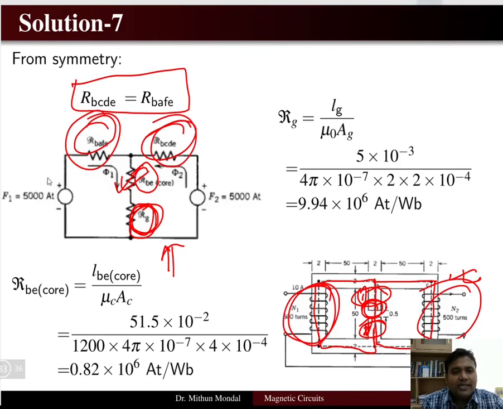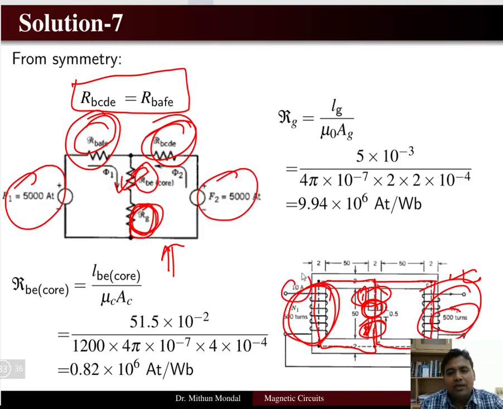And you have two excitation coils at the two extreme ends, each having 500 turns carrying 10 ampere. So obviously 5000 ampere turns will be there at the two extreme ends. So the electrical circuit, you can easily draw it from the knowledge of the magnetic circuit. Now you find each parameter. You have to find this one, and this one, and this one.